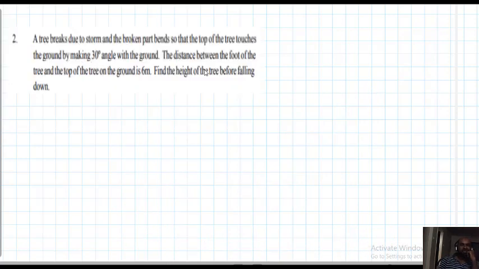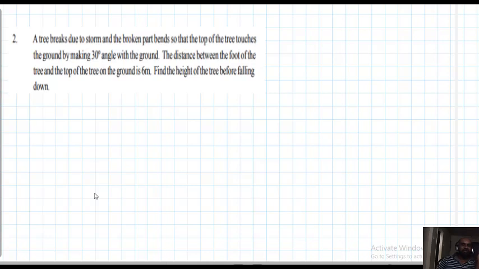Okay, students, our second problem. A tree breaks due to a storm and the broken part bends so that the top of the tree touches the ground, making a 30 degree angle with the ground. The distance between the foot of the tree and the top of the tree on the ground is 6 meters. Find the height of the tree before falling down.